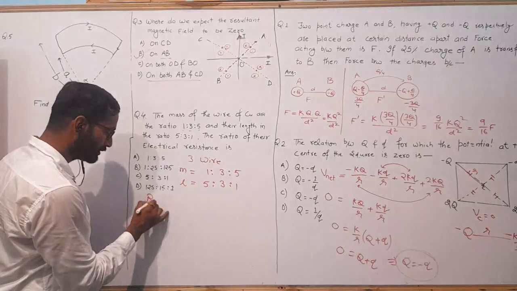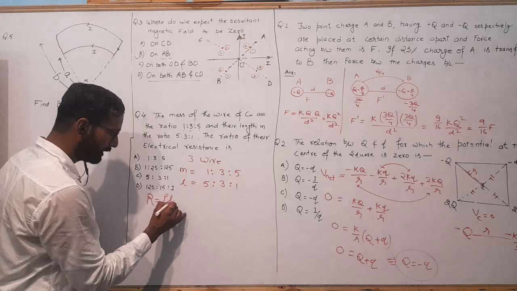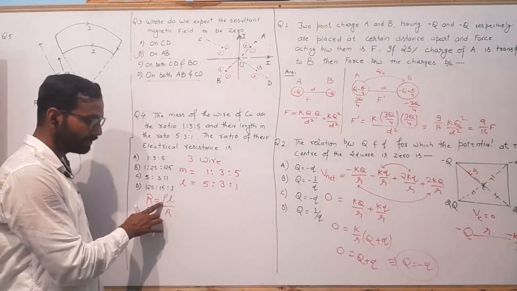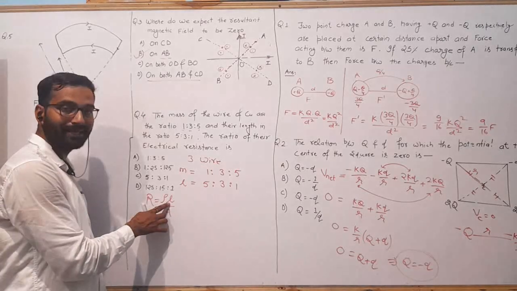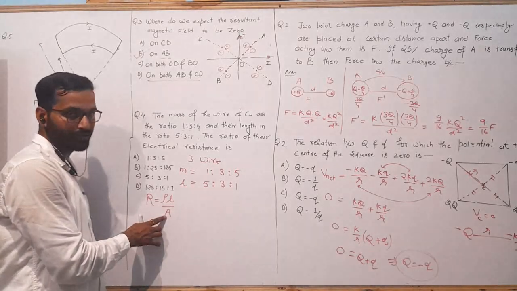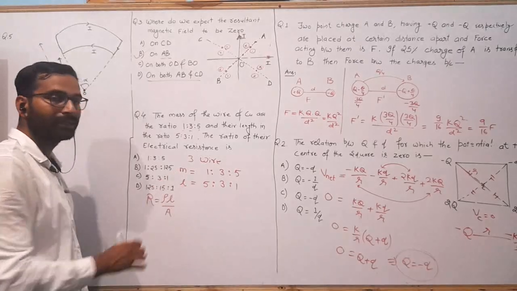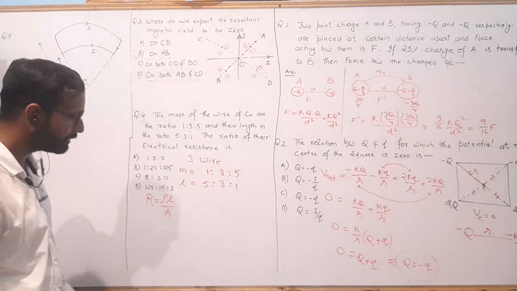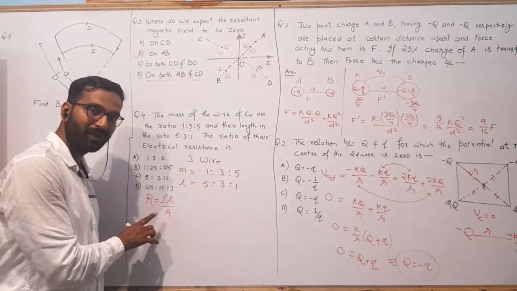We know the resistance R is equal to rho L upon A. Here R is the electric resistance, rho is the resistivity, L is the length of the conductor, and A is the cross-sectional area. But in the question, mass is given, and in the formula mass is not present. So we convert this formula into mass terms.